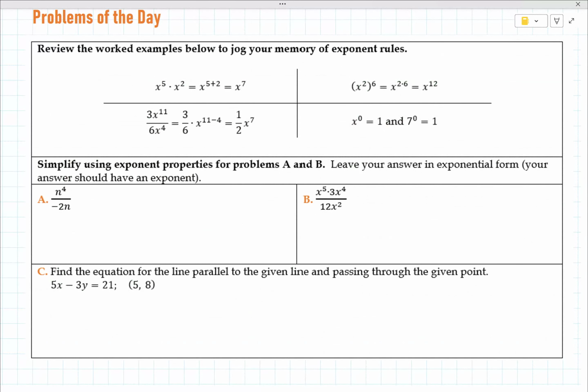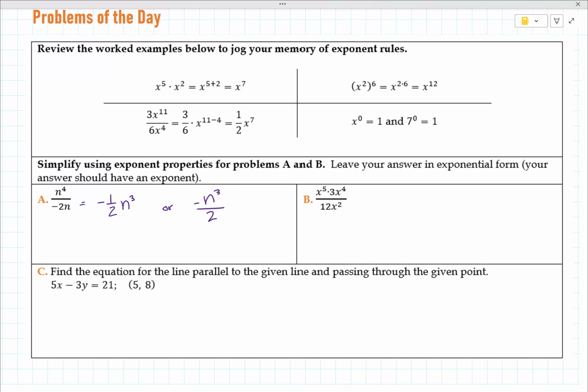Okay, so now that we're back, let's go ahead and double check our answers. So with division, we are subtracting our exponents. So our final answer for A should be -1/2, and then either n to the third out front, or you could leave it as n to the third just on the top. Either one is fine, they're the same.